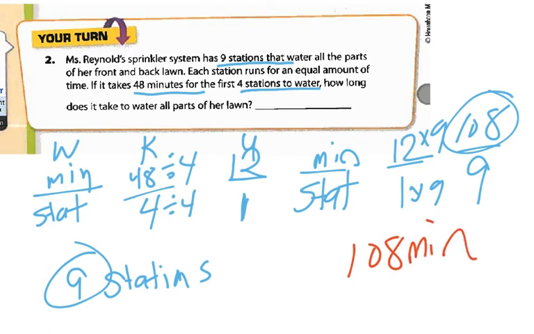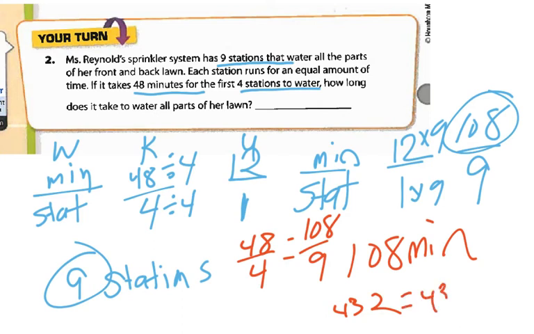So I can say that 48 over 4 is equal to 108 over 9. And I can even check that by saying 48 times 9, what does that equal? That equals 432. 108 times 4, oh, also 432. So I know that I'm correct because my cross multiplication made them equal.